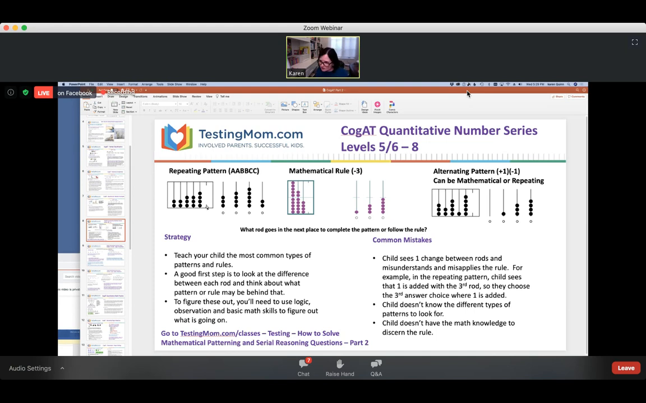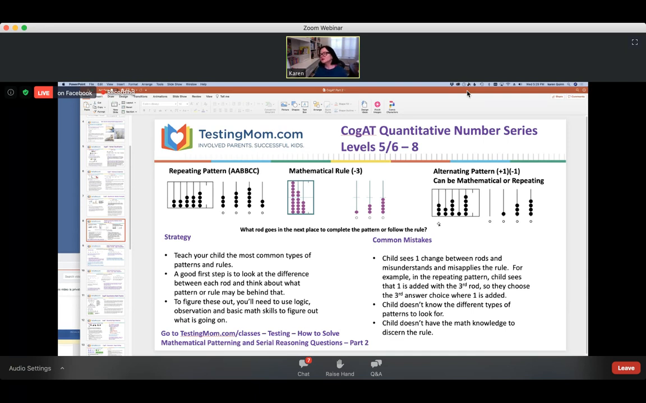So the types of things to look for are, this is just like a repeating pattern, and this one is A, B, B, C, C. So this is the answer. This is just a repeating pattern, very simple. This one is a mathematical rule, okay? And if you look at it, you can see we're subtracting 3, then we subtract 3. So if we subtract 3 again, here's the answer. So that's a very common one for young kids.